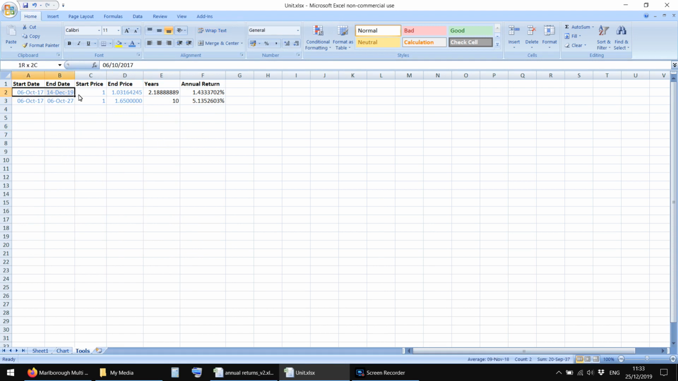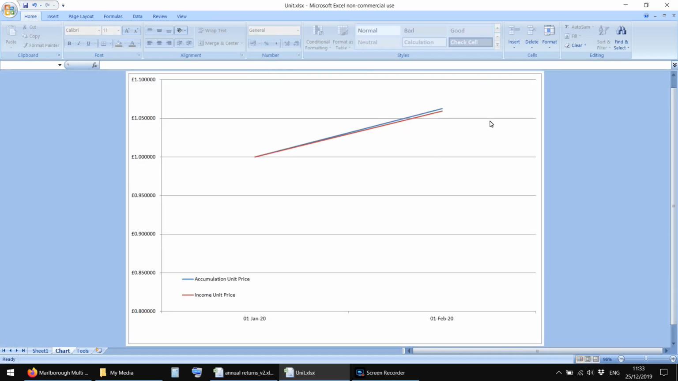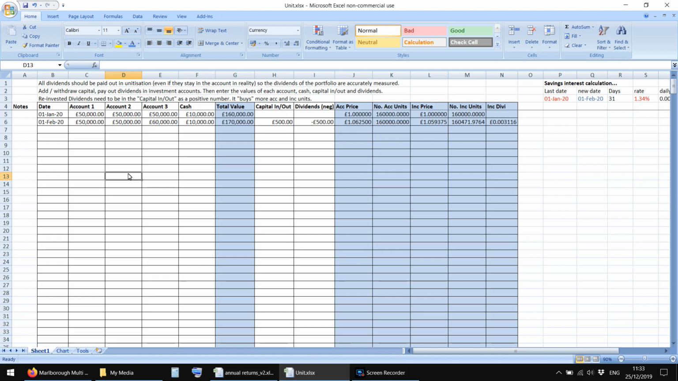If you just want to pick 2 random points, you can work out how you're doing on the accumulation units or the income units if you prefer, and work out the annual return you're getting. Or you can just look at the chart, which should grow with time. Alright, so there's my little spreadsheet. I'll include a link to it in the description.